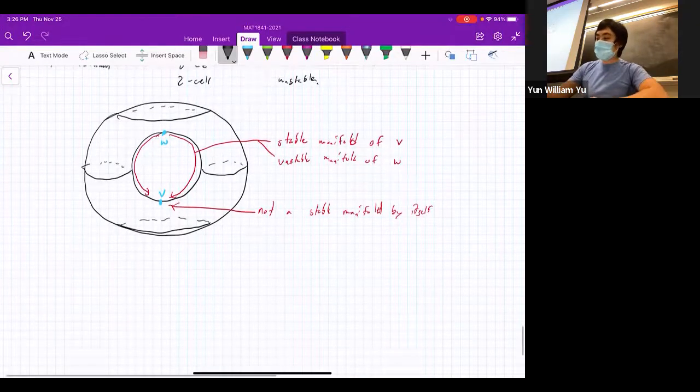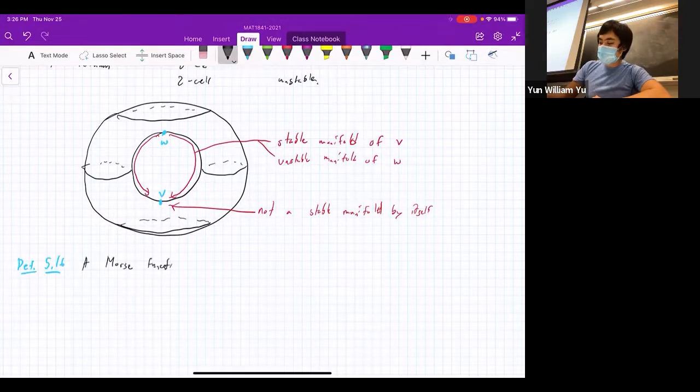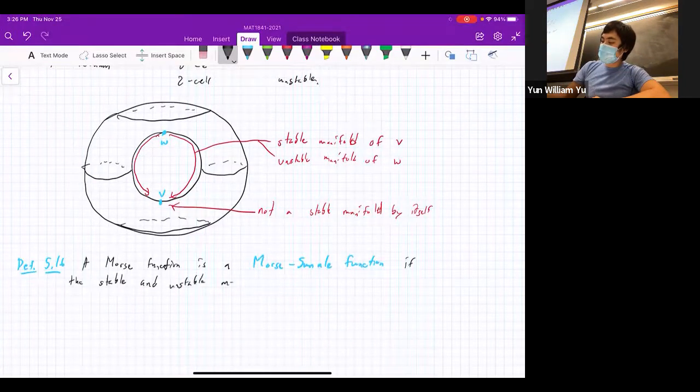Notice how, so we're going to define something that's a little bit more restrictive than just the Morse function. This is definition 5.16. So a Morse function is a Morse-Smale function if the stable and unstable manifolds intersect only transversally. So, and let me just write this out.